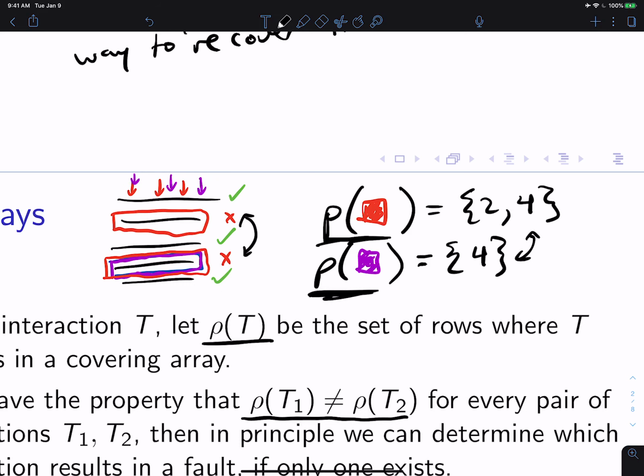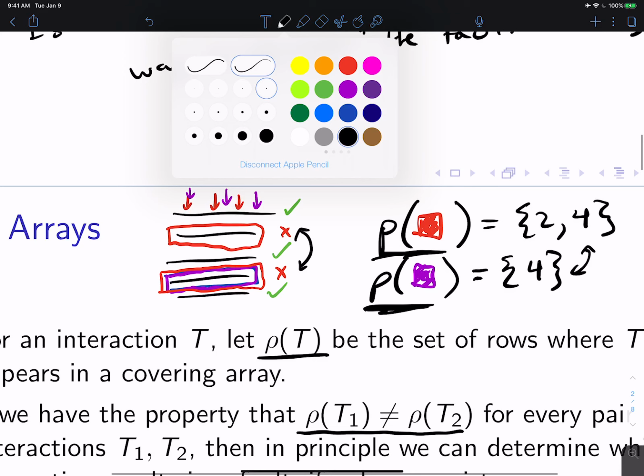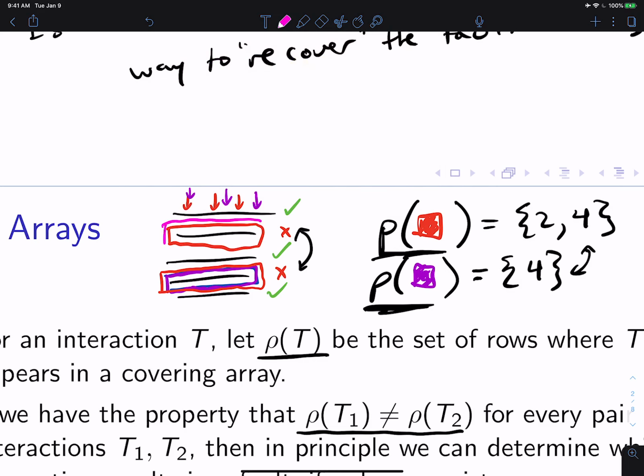If we had another interaction, I don't know, let's just say a pink interaction that occurs in rows 2, 3, and 4, then test 3 passes. So if there's only one fault, the pink interaction couldn't have caused it.